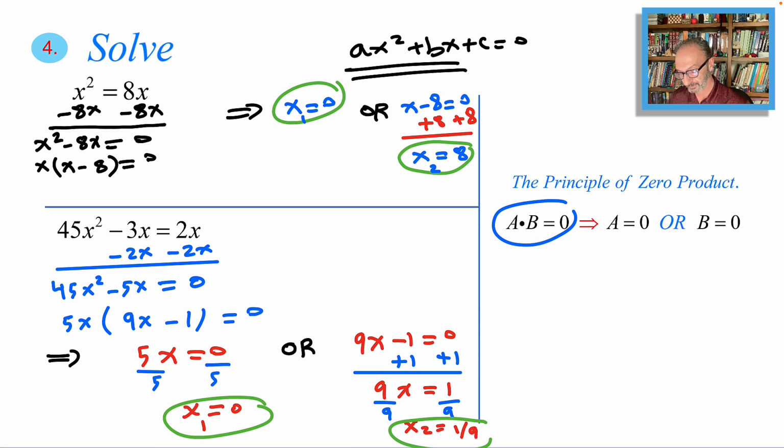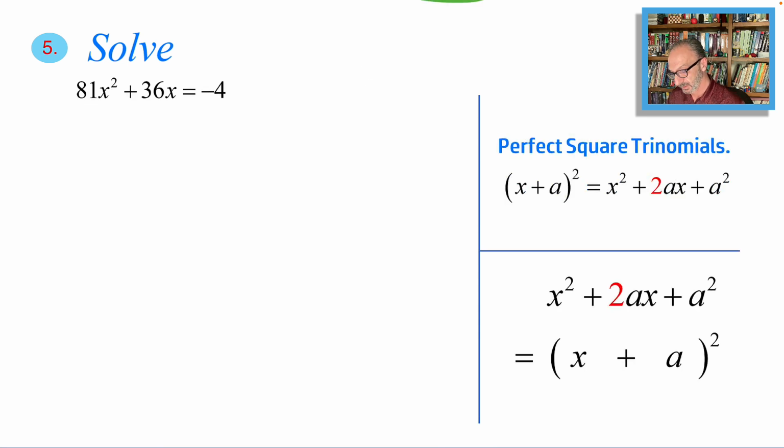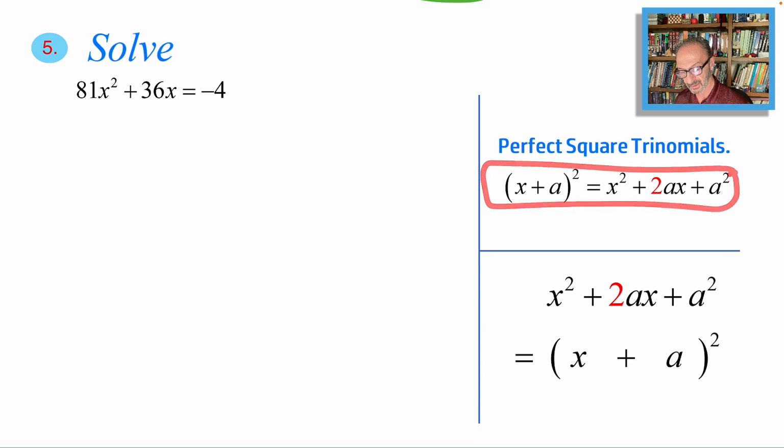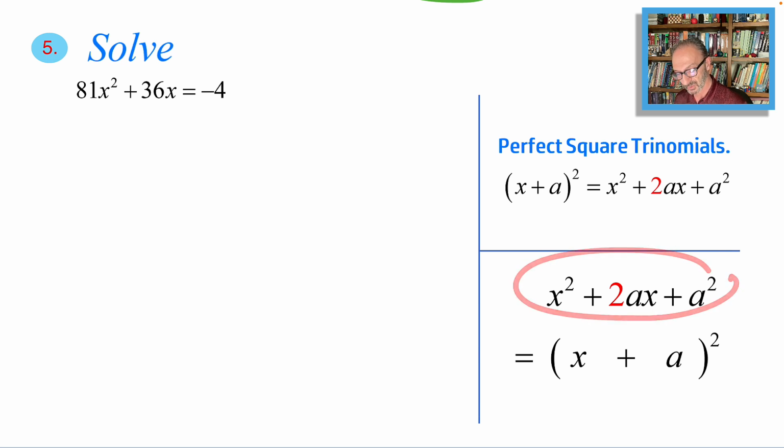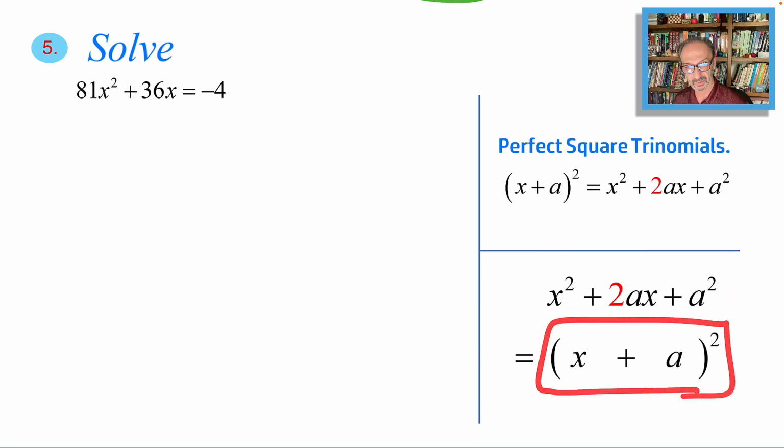Number 5. Number 5 is 81x to the second plus 36x equals -4. And for this problem, we will be using one of the formulas, and that's the perfect square trinomial, where everything is positive, as you can see. Positive everywhere. The way I like to write it down, instead of writing everything in one line, I like to have the three terms, because once we move the -4 to the left, we will have three terms like this one. Then we go down to this form, which is the perfect square.